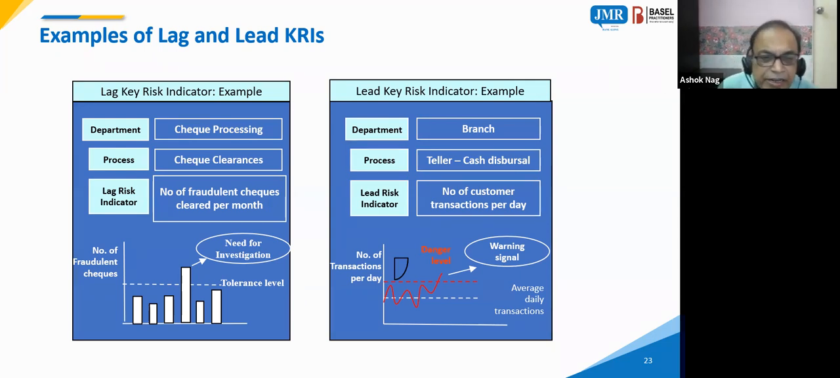Secondly, the lead key risk indicator, that is the need for investigation. If the number of fraudulent checks goes above the tolerance level, then you have to investigate. Lead key risk indicator example: branch teller cash disbursal, number of customer transactions per day. It is a warning if a teller earlier was handling say 100 cash disbursals in a day, and today is being forced to handle 200 because of pressure, and no additional manpower has been allocated by the branch or the controlling office. Then it's a warning signal.